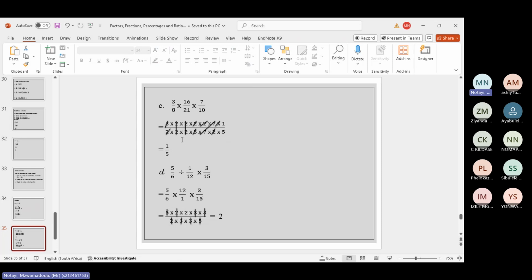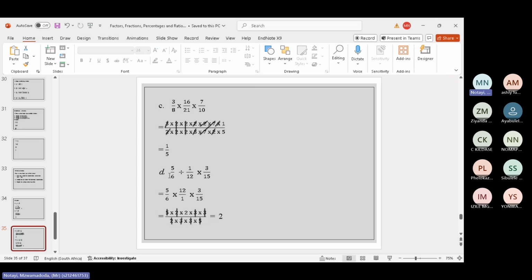And then you cancel whatever appears at the bottom and top. We have 3 canceling a 3, and all the 2's canceling out. And then we're left with only 1 over 5.